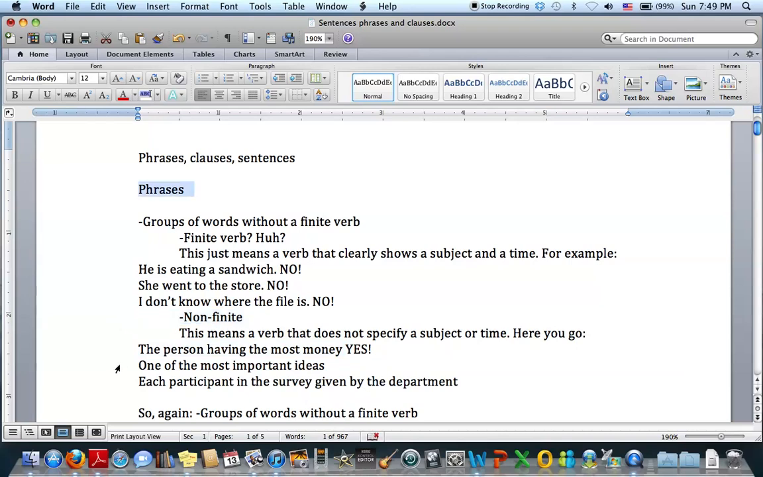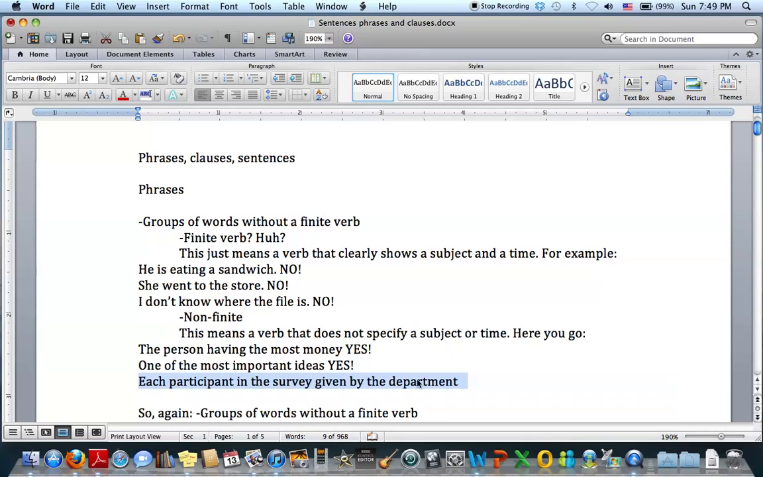All right. Next up, one of the most important ideas. Hey, beautiful. Do we see a verb in here? Not at all. Because there's no verb, no subject, no nothing, bingo, we got ourselves another phrase. Wonderful. Let's take a look at another one here too.